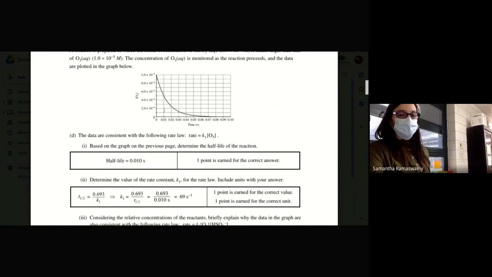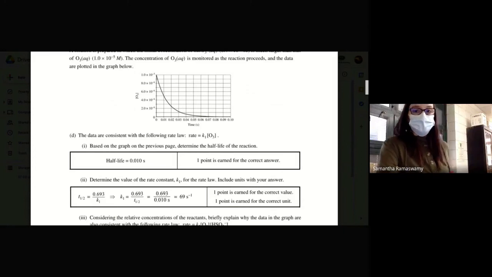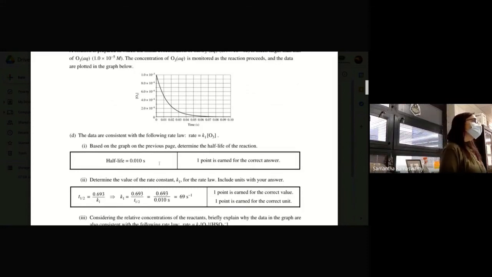Right, that's 0.01 seconds. And then you could find it again if you wanted. So that'd be 2.5 times 10 to the negative 6. Notice that's another 0.01 seconds. So the half-life is just 0.01 seconds. You can use the graph to determine the half-life.